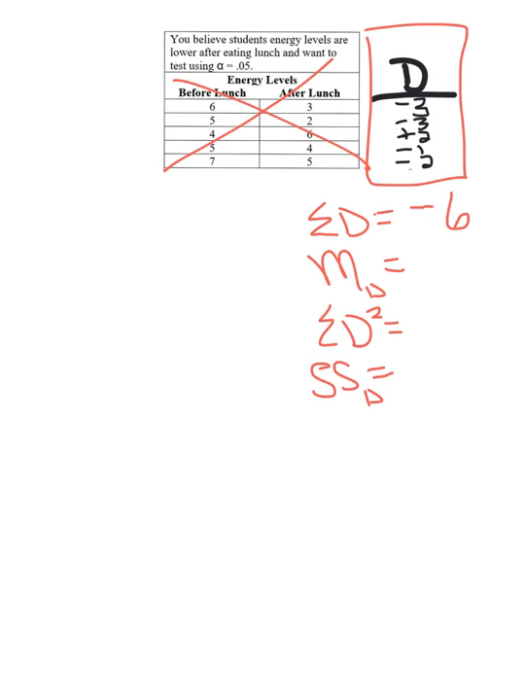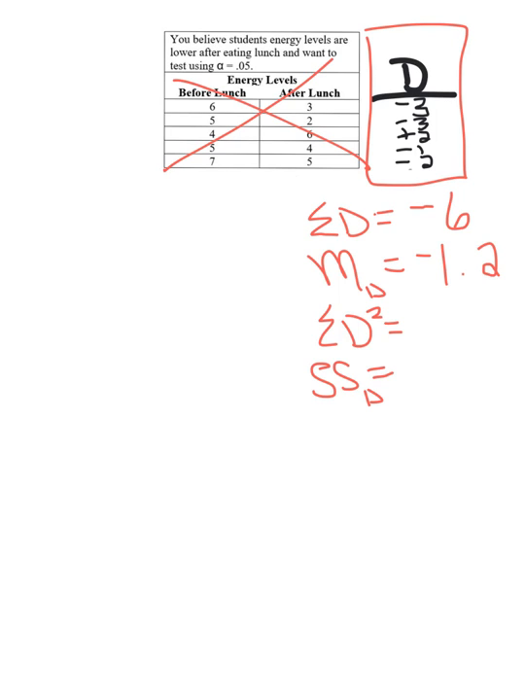Okay? Now, our mean of the differences is just, you're going to take that sum of the differences and divide by how many differences there are. So there's 5. So negative 6 divided by 5 is negative 1.2. So that's just saying the average energy levels went down by 1.2 is what that's saying.